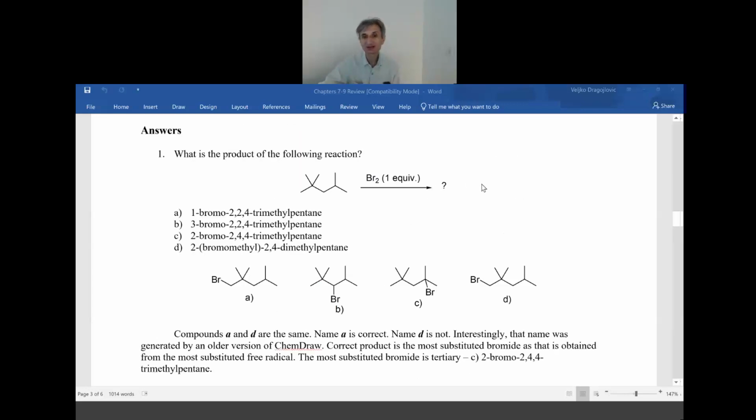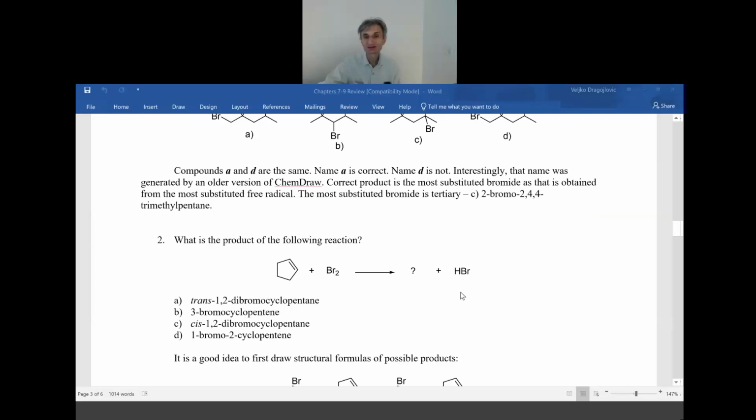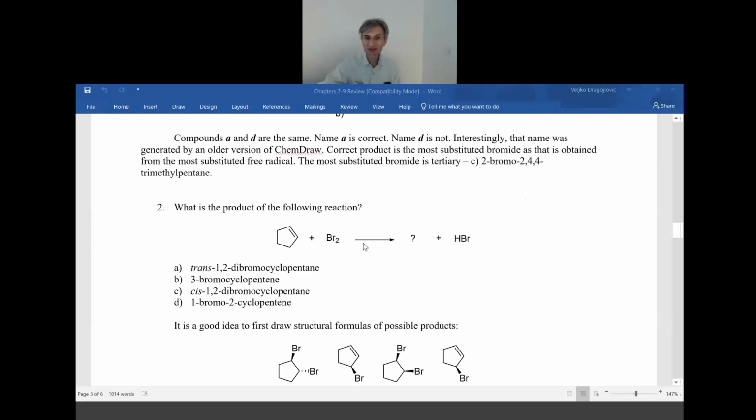I didn't put here plus HBr, but when bromine reacts with a double bond, there are two possible modes of addition. It could be allylic substitution, substitution on the carbon next to a double bond, or it could be addition of bromine across a double bond. And how do you know the difference? HBr. Because if bromine adds across a double bond, then there are no byproducts.